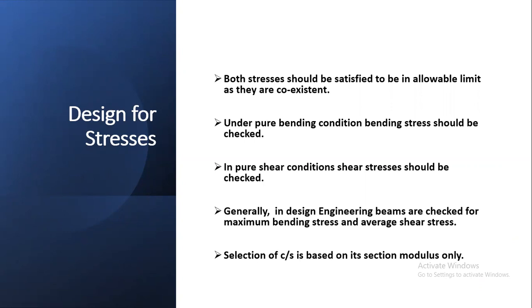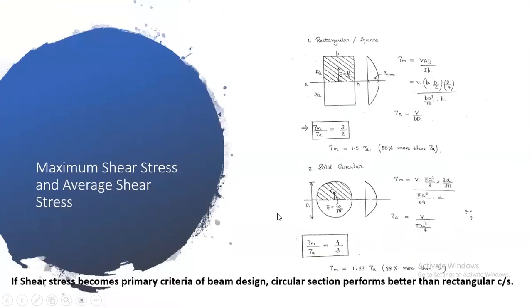So the selection of the cross section of the beam will be mostly based on section modulus, which is a function in case of bending stresses. The section modulus, as we know, I'm not going to describe here, since that is again not the topic of discussion today. Now we see what happens for maximum shear stress and the average shear stress.